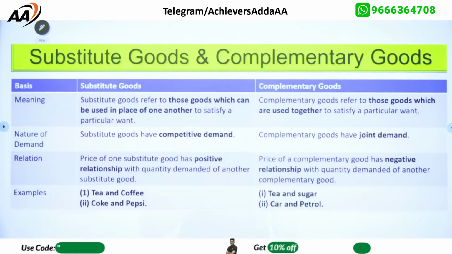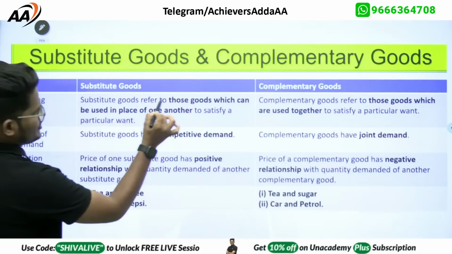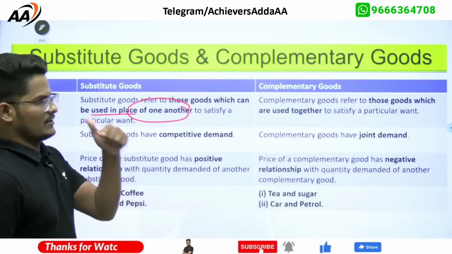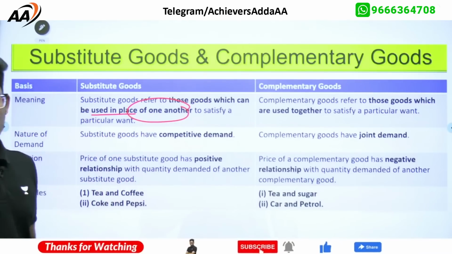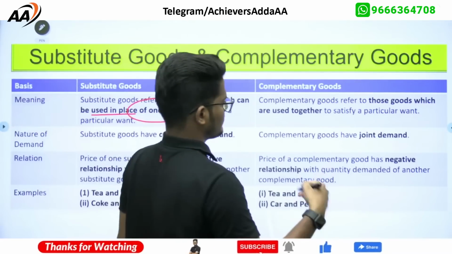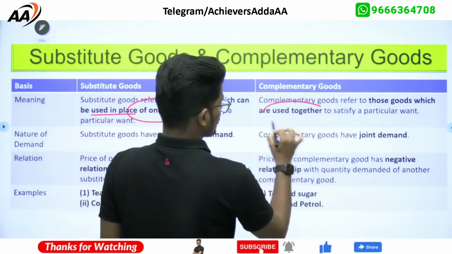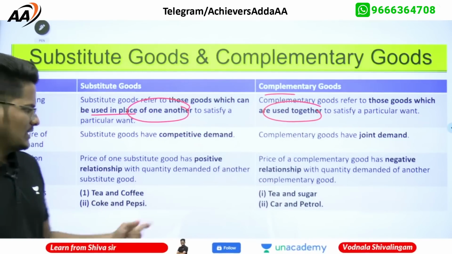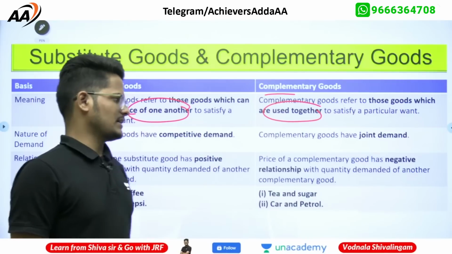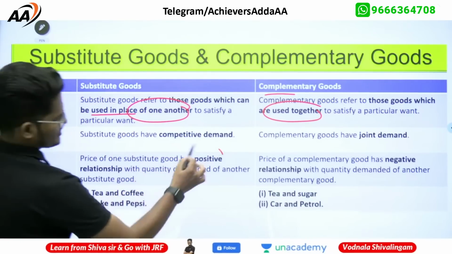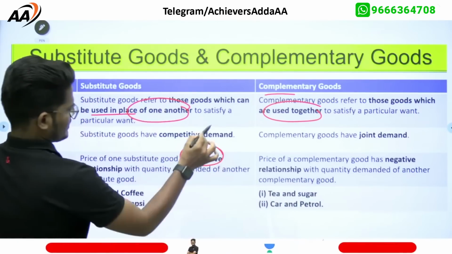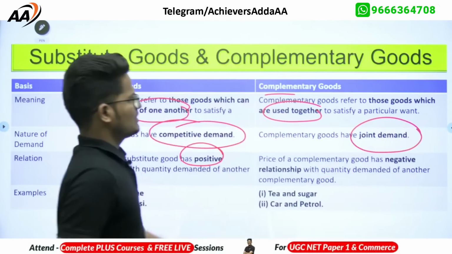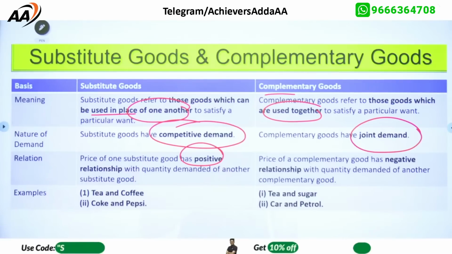This will happen. So what are substitute goods? Substitute goods are those goods which can be used in place of one another. One is substituting for another. Coffee replaced with tea, tea replaced with coffee. Goods used together are called complementary goods. Here tea and coffee, Coke and Pepsi are substitutes; tea and sugar, car and petrol come under complementary. And here positive relationship and negative relationship. This is a competitive demand and this is a joint demand. Joint demand is complementary. Competitive demand is substitute.